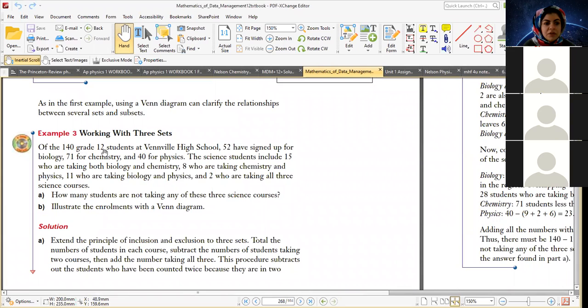Of the 140 grade 12 students, so the total number of the students is 140. High school, 52 have signed for biology. So 52 is bio. 71 chemistry. 40 for physics.